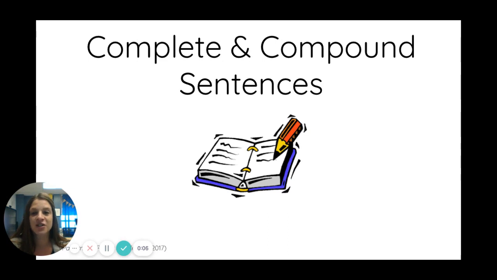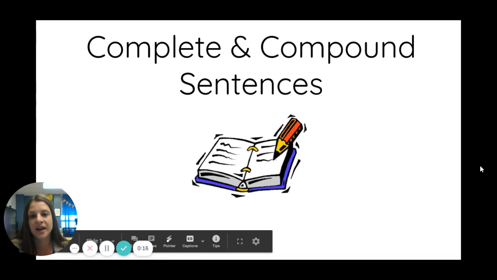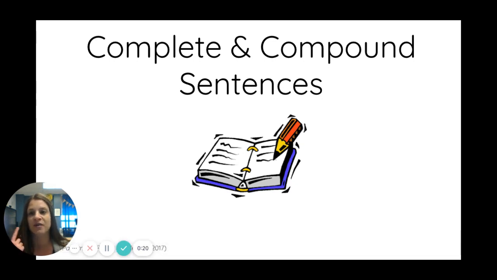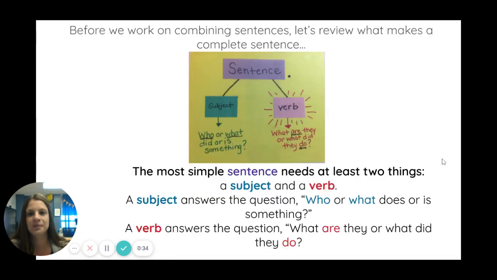Today I want to teach you how to take a closer look at complete and compound sentences. Whenever we're writing, we want to make sure that we are communicating as clearly as possible to our reader. And so we want to make sure that we've got complete sentences, and if we're looking at our sentence length for a variety of sentences, if we combine them, we might need to make a compound sentence. So I'm going to show you how to do that today.